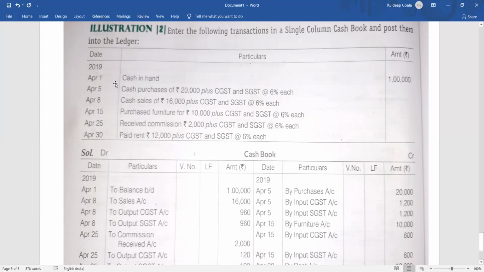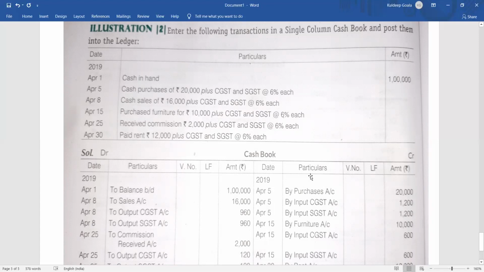So give the date, then particulars, then voucher number is mentioned here. This is a correct one. The previous one did not mention the voucher number, so we added it. Here it is given: voucher number, then ledger folio, then amount column. In the same way, date, particulars, voucher number, ledger folio, and amount column. Amount is the cash value here.